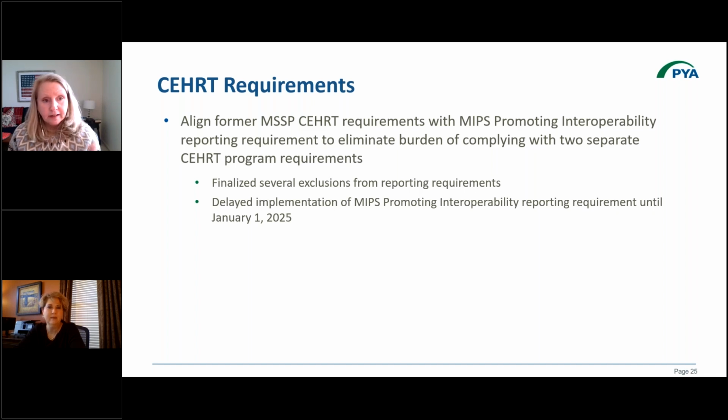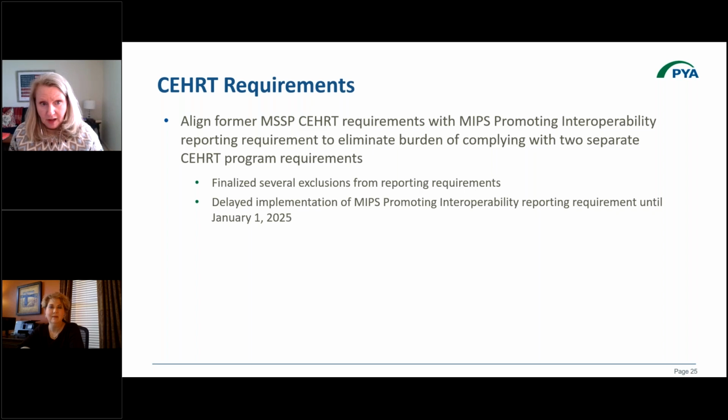Let's talk about Certified Electronic Health Record Technology, or CEHRT. And again, this is going to align with what Lori talked about in the promoting interoperability category for MIPS. Today in the regulations, an ACO is required on an annual basis to certify that at least 50% of its participants are utilizing CEHRT to communicate clinical information to providers. And it's sort of routine. We sort of all do it because it's not exactly the most well-defined criteria within the MSSP program.